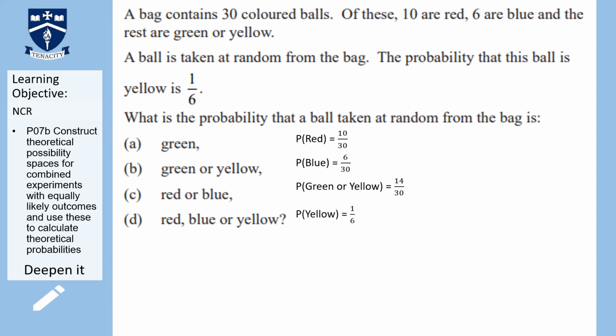Now I know the probability of a yellow happens to be 1 out of 6. So, since everything's out of 30, I'm going to change that into an equivalent fraction out of 30, which means it's 5 out of 30. Now this is where life gets interesting. I know a green or yellow is 14 out of 30. Just yellow is 5 out of 30, so my probability for a green must be 9 out of 30, because 5 and 9 is 14. So that's part A of this question sorted.